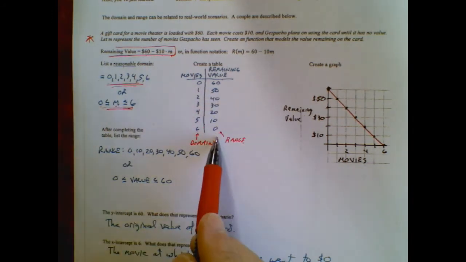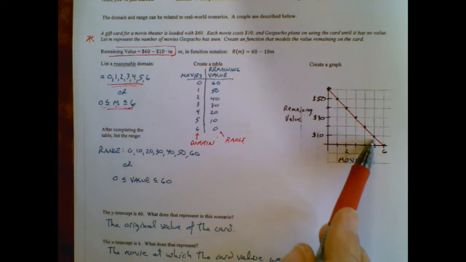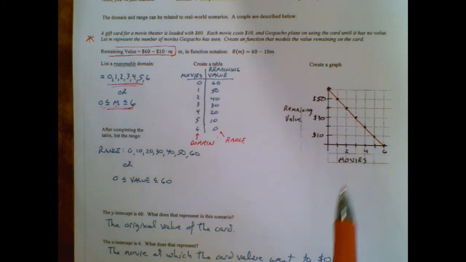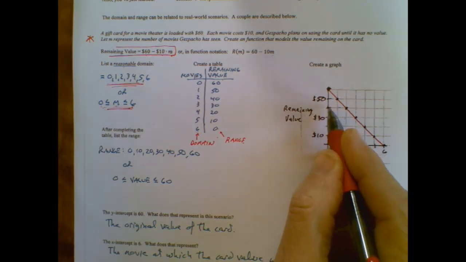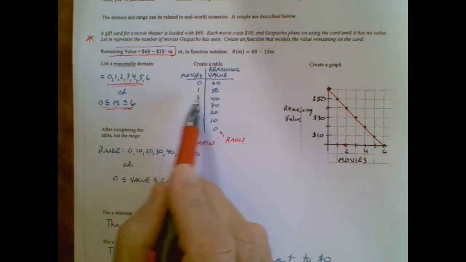The range is the y values, or the output. And we can take these and graph them, and we get a graph that shows you the declining nature of your movie card. If I went to 2 movies, I would have $40 remaining on my card. That's what it says right there as well.